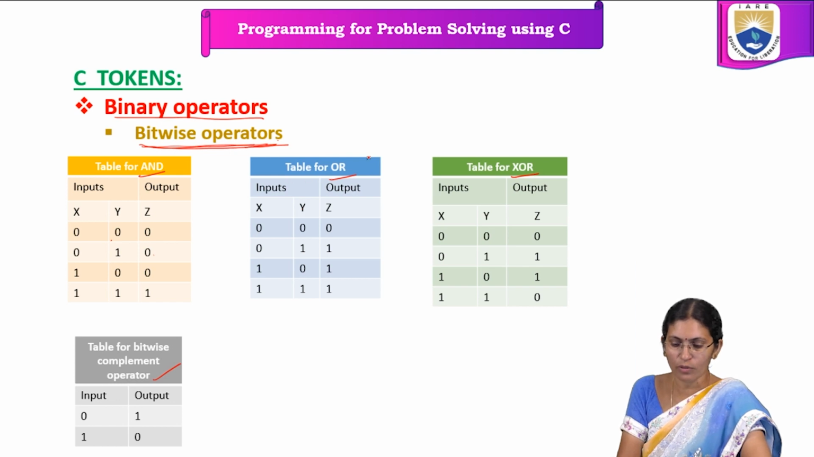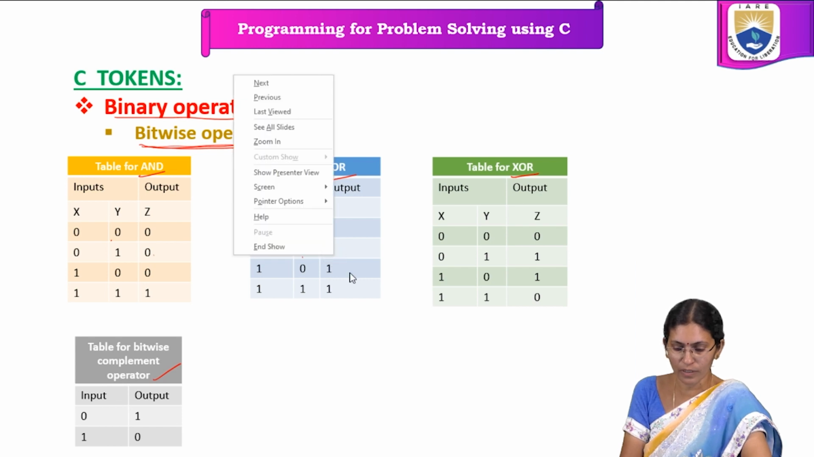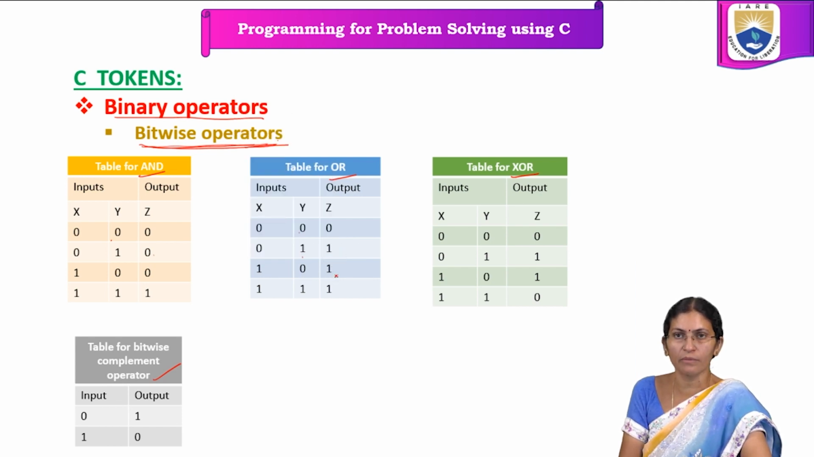Next, this is the table for the OR operator. If we have two bits where one bit is 0 and the other bit is 0, the output bit will be 0. If we have 0 and 1, the resultant will be 1. If we have 1 and 0, the resultant will be 1. If we have 1 and 1, the resultant will be 1. Similarly for exclusive OR, exclusive OR and this OR behave the same except for this last value. In this case, if both the bits are the same, then the output will be 0. Else, the output will be 1.